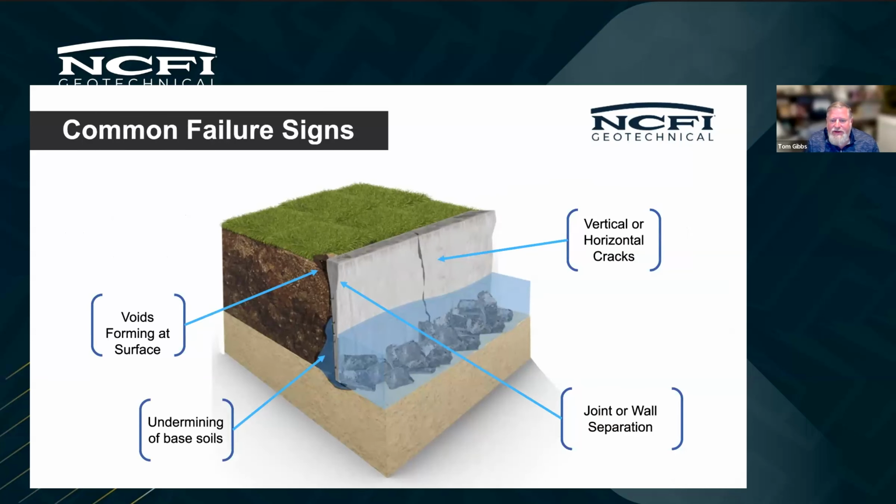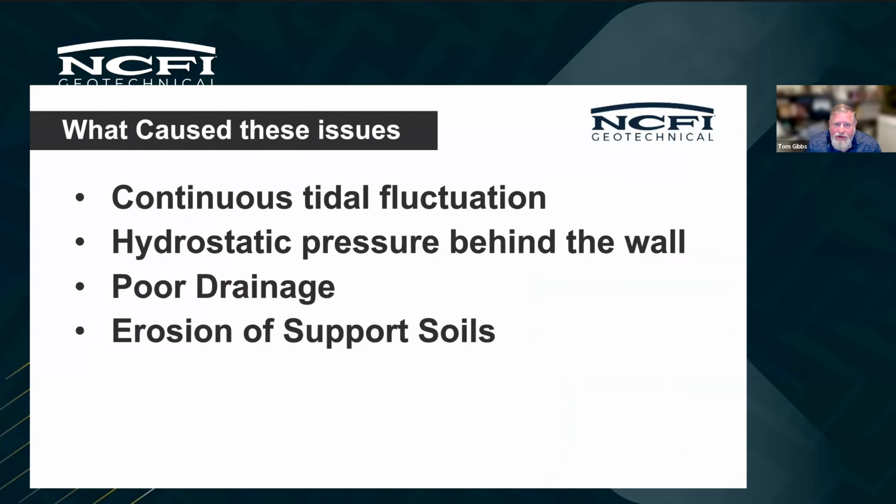There's all types of different problems that occur with seawalls. You've got voids forming at the surface from the undermining of base soils, or from cracks in the wall that are allowing soils to come out from behind. And so lots of different failures that can be addressed. What causes these? Continuous tidal fluctuation, hydrostatic pressure from behind the wall because of poor drainage, and erosion of support soils.